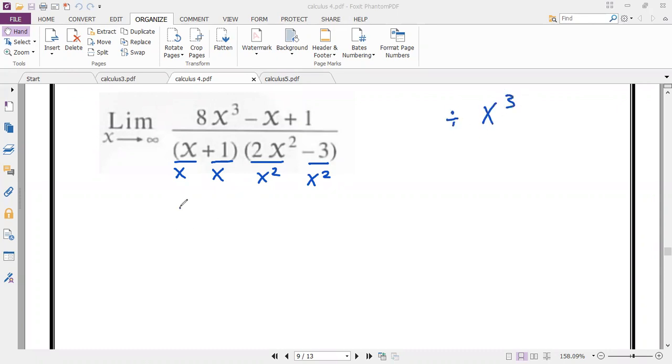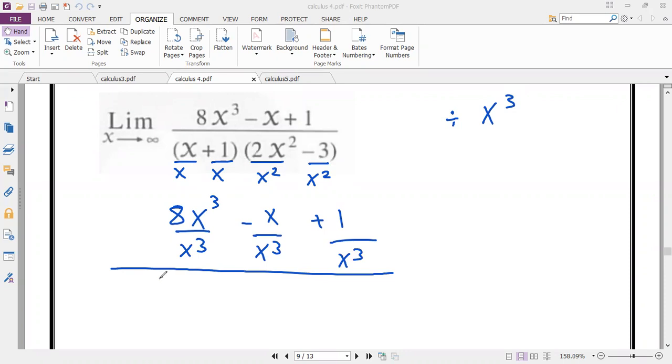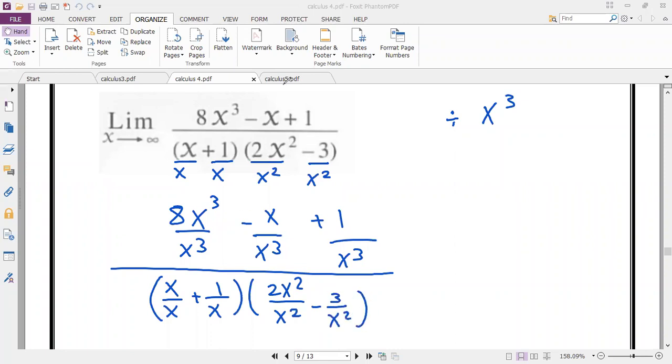So it will be 8x to the power of 3 minus x plus 1 divided by x to the power of 3, all divided by x over x plus 1 over x multiplied by 2x to the power of 2 all divided by x to the power of 2 here minus 3 over x to the power of 2. So x to the power of 3 and x to the power of 3 have been cancelled.